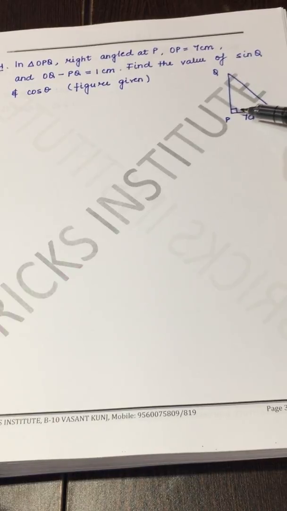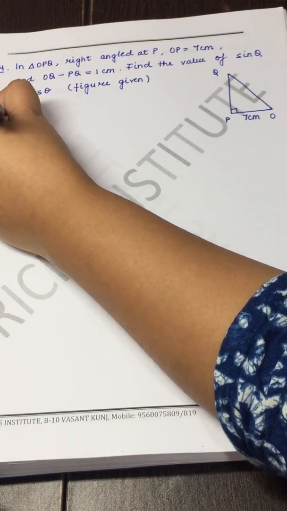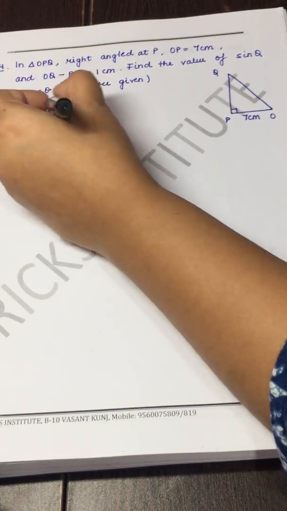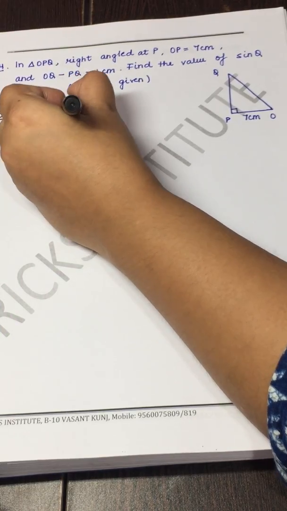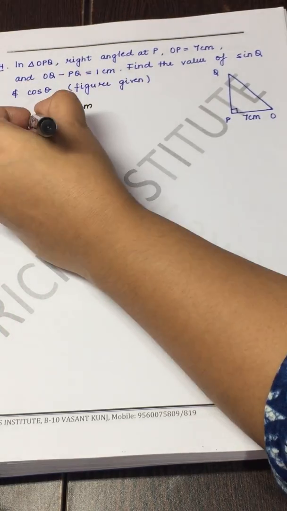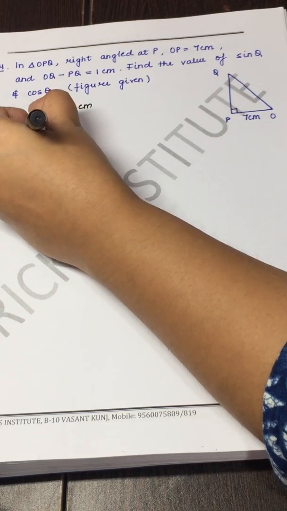OPQ, which is right angled at P, OP is 7 centimeter and OQ minus PQ is 1 centimeter. We have to find out the values of sin Q and cos Q. Let's do the question now. Solution. So we know that OP is equal to 7 centimeter. This is what is given to us.